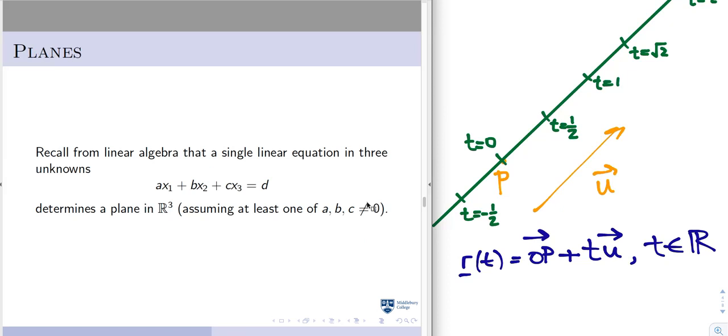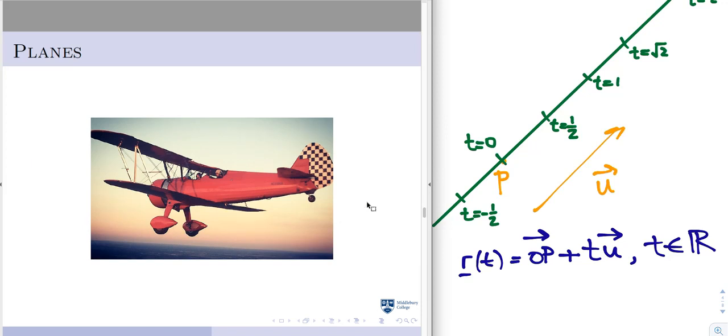So now we move on to planes. Recall from linear algebra that a single linear equation in 3 unknowns determines a plane. Of course, here we need that at least one of A, B, and C is non-zero, because otherwise we don't really have an equation at all. Here's a plane.